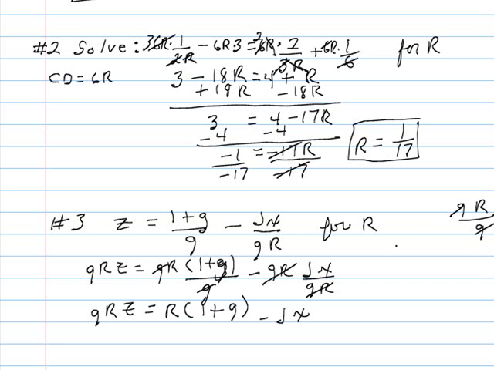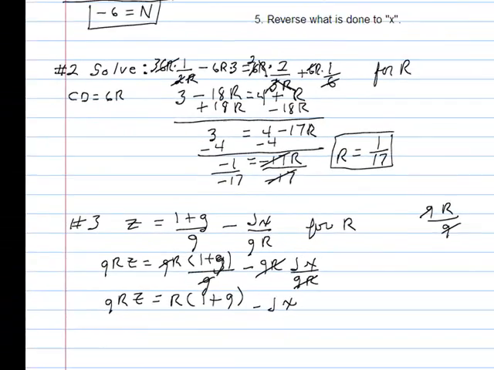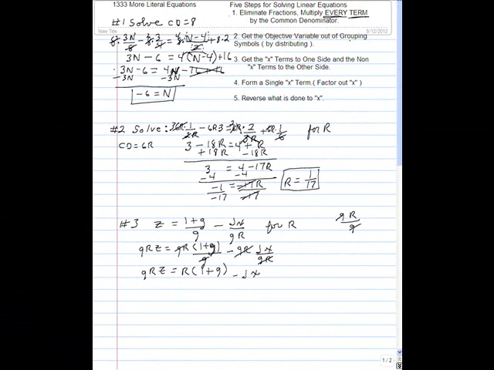Now, here comes a critical point. Do I distribute the R? Because that's normally what you do when you're solving. Well, step 2 doesn't say to just distribute anything. It says get the objective variable out of the grouping symbol. Notice we're solving for R, and R is not in the grouping symbol. So I don't have to get R out of the grouping symbol. I can skip the distributing here and just move on to step 3.